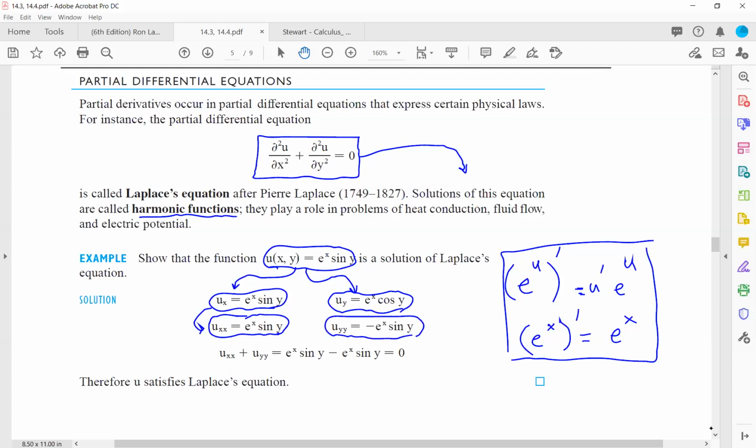So the second partial derivative of the function with respect to x plus the second partial derivative of the function with respect to y is e to the x sine y plus negative e to the x sine y. As you can see, these two terms are opposite of each other, and the outcome is equal to 0. So we just showed that u of x and y, e to the x sine y, is a solution of this equation.